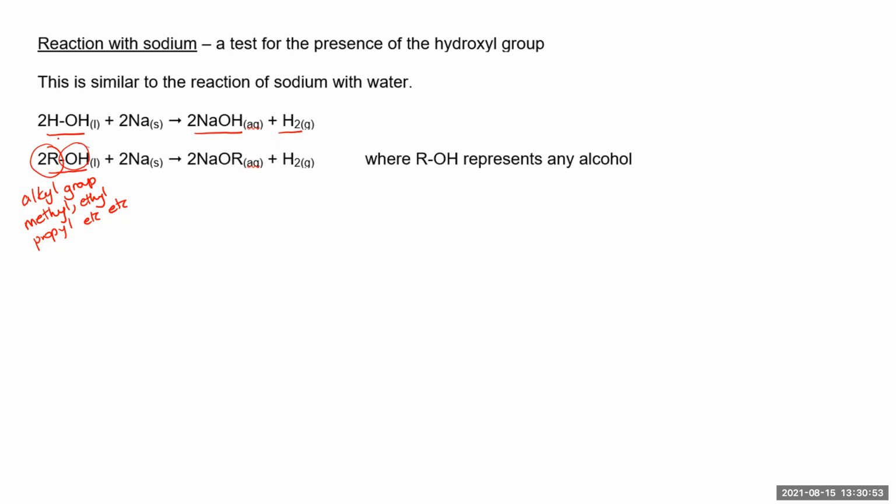So instead of getting sodium hydroxide being produced, as you do with water, you're going to get sodium alkoxide. So that could be methoxide, ethoxide, propoxide, etc. Okay, so this R group is just representing some alkyl group. It's really just the rest of the molecule that's not the OH group.